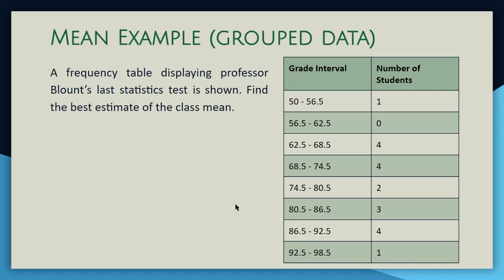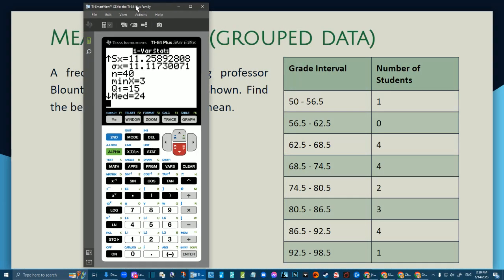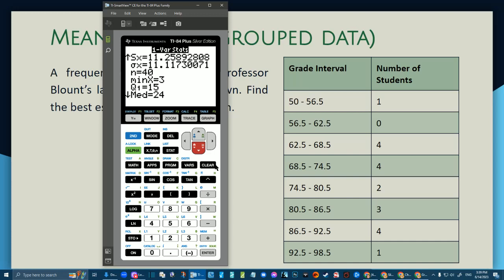Let's go ahead and do that. So we've got this example, a frequency table displaying Professor Blount's last statistics test is shown. Find the best estimate of the class mean. So a fancy way of saying use your calculator, find the mean for the grouped data. I'm going to do it on the TI-84 because I think it's a little bit more finicky. But there are directions in Google Classroom for GeoGebra, and you can come by office hours and I'll show you.